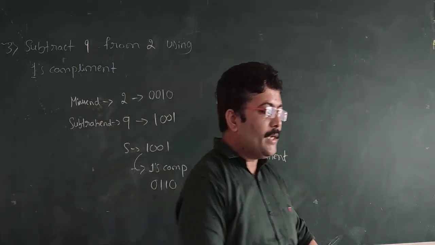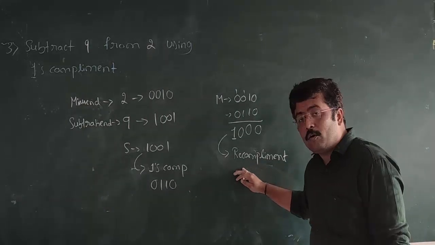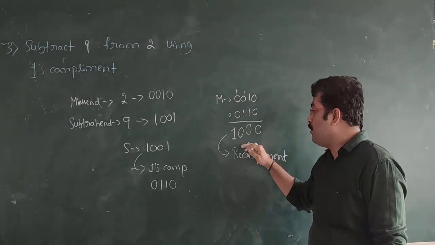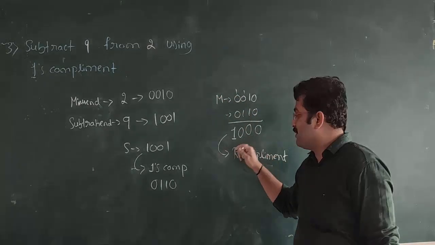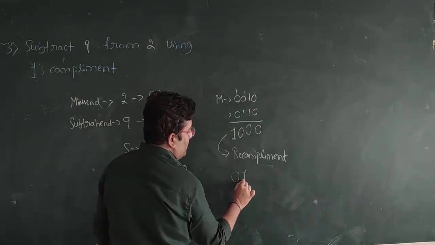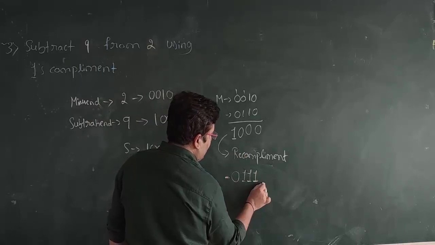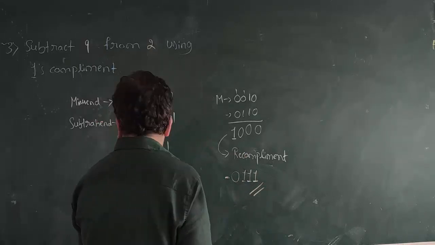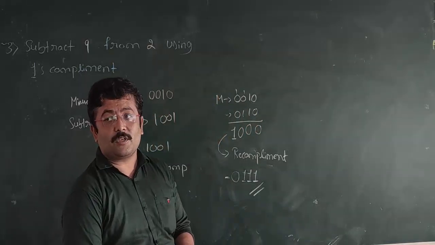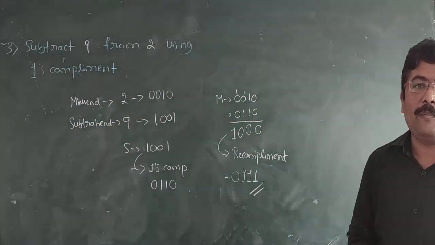Recomplement means whichever method we are using, we have to do the same again. So here, recomplement means I am using ones complement. So again I want to do ones complement for this answer. So 1 is replaced by 0, 0 is replaced by 1. So negative sign, minus sign. So minus 0111 is my answer for subtraction of 9 from 2 using the ones complement method.